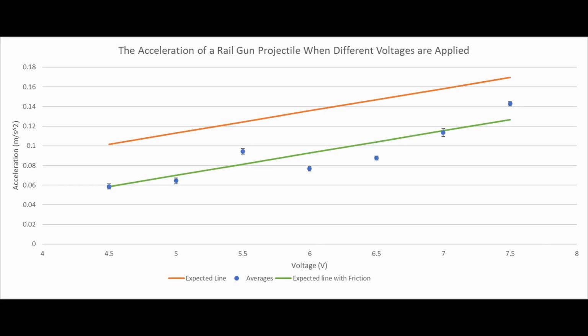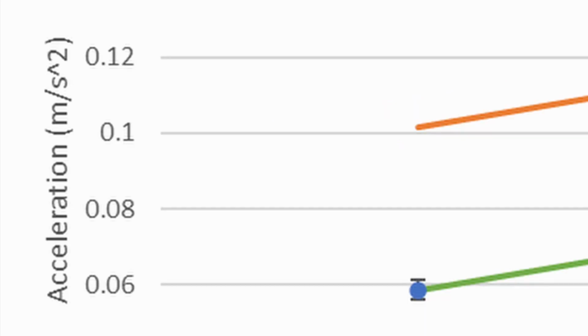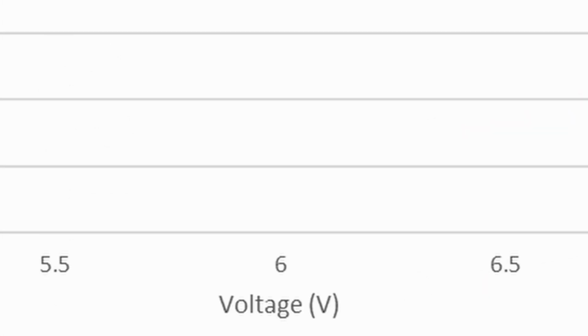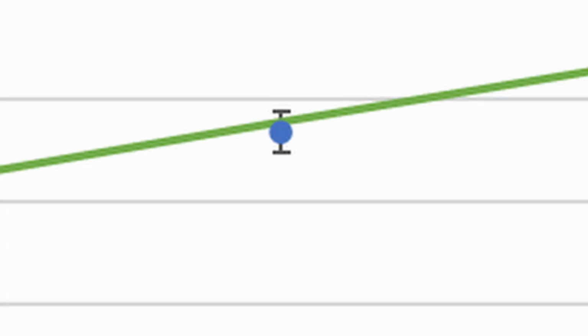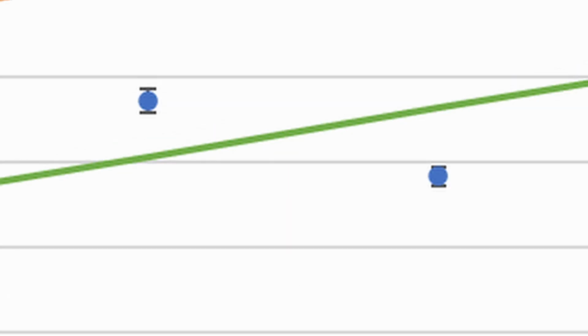So now we have the final graph with our results and the expected line. So in the y-axis, we have the acceleration in meters per second squared, and in the x-axis is the voltage in volts. And the orange line is the expected line made with the formula shown before. The blue dots are the actual data points, and the error bars are the standard error, which is the standard deviation divided by the square root of the number of trials.